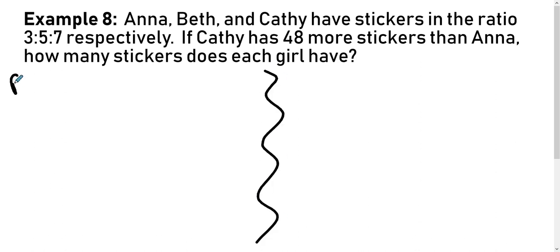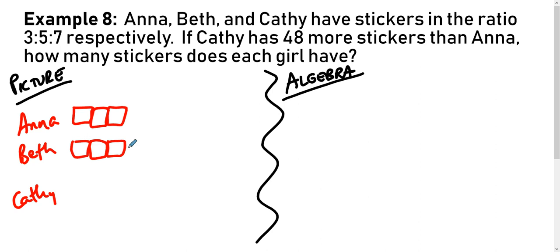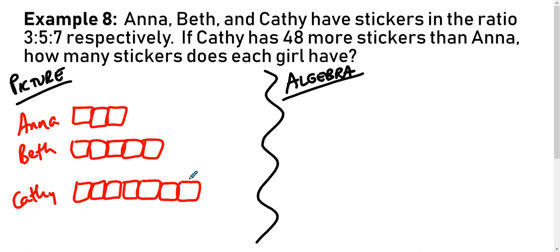I'm going to work it out 2 ways for you. I'm going to work it out in a picture form, which seems to be intuitive. Going to work it out with algebra, which is probably the way some of you tried it. When we say that they have stickers in the ratio 3 to 5 to 7, we mean that if Anna and Beth and Kathy were to lay out their stickers in little clusters, Anna's got 3 little clusters, and Beth has 5 little clusters, and Kathy has 7 little clusters of stickers. That's what we mean, 3 to 5 to 7.